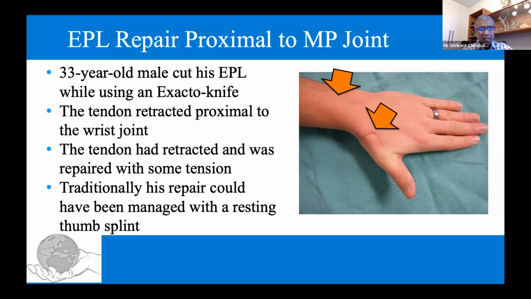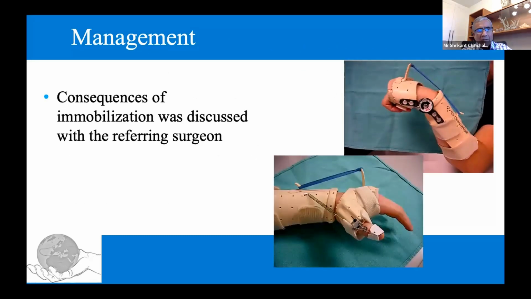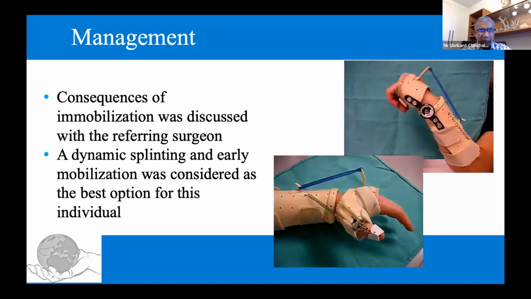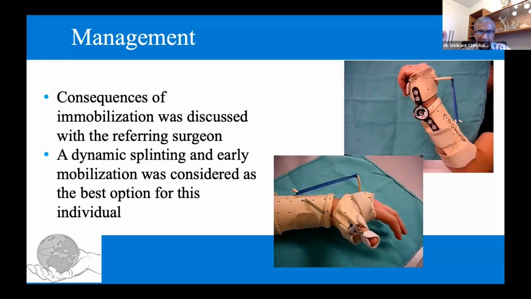Traditionally, this repair could have been managed with a resting thumb splint. However, we decided that if we did not incorporate wrist and thumb motion, we would likely not have the gliding amplitude of the extensor pollicis longus tendon. So the consequences of immobilization were discussed with the referring surgeon, and then we fabricated a dynamic splint with a wrist hinge to allow the wrist to move through a certain arc of motion from extension to flexion.